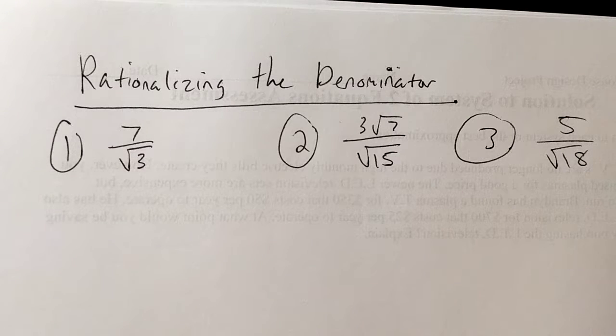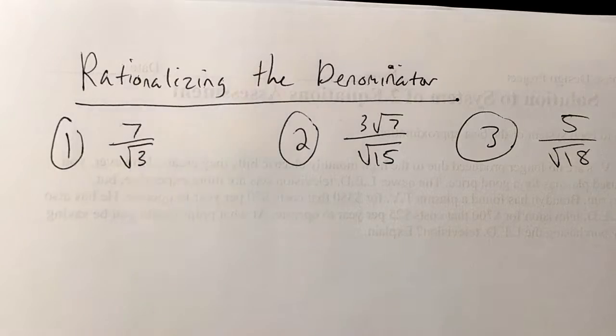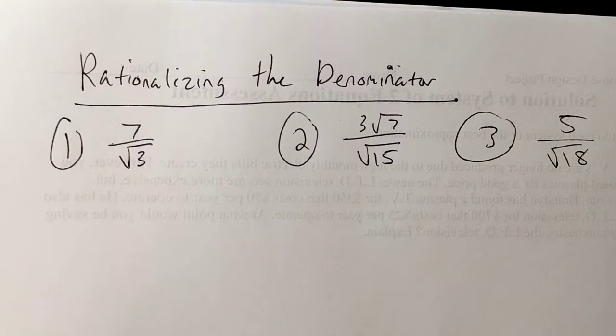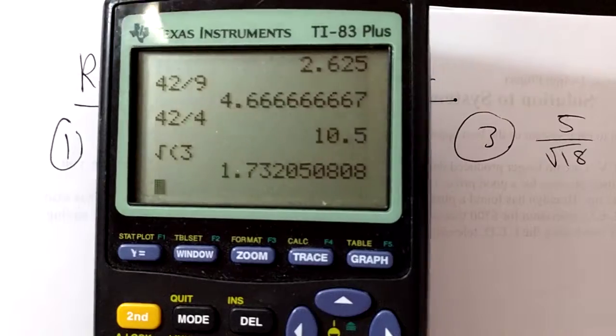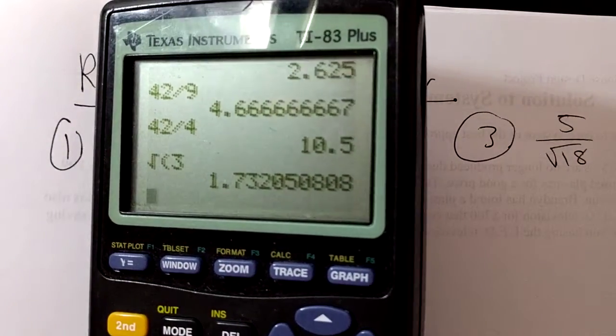In this video, we're going to show you how to rationalize the denominator. What that means is, if the denominator has a radical, you're going to turn it into a rational number. The square root of 3, for example, if you were to type it into your calculator and press enter, you get some never-ending decimal number. We call that irrational. It never repeats and it never ends.